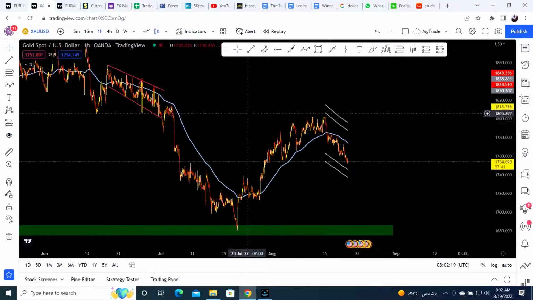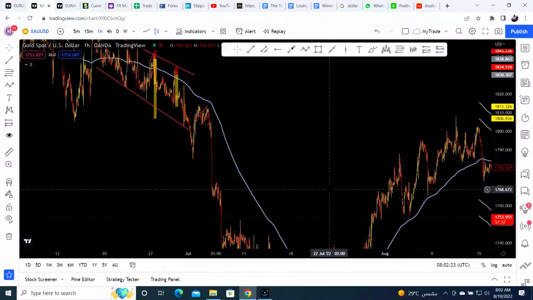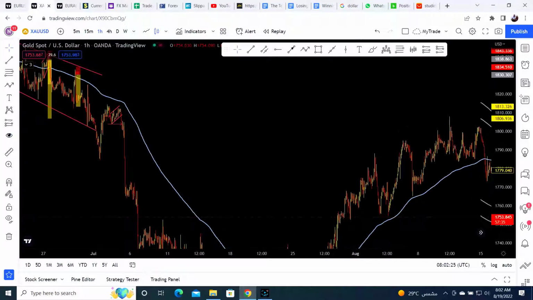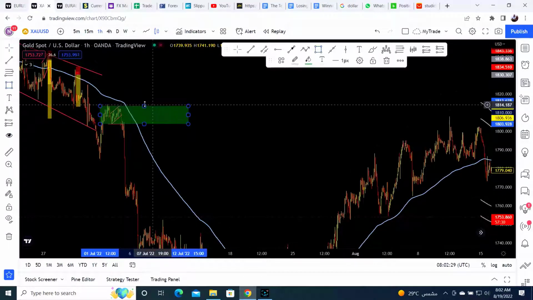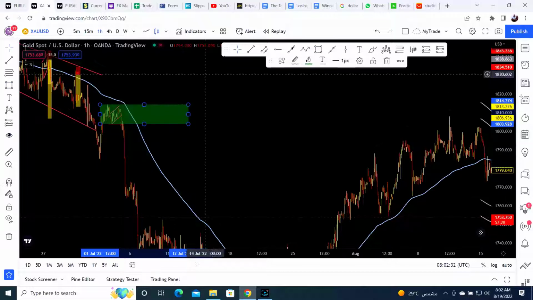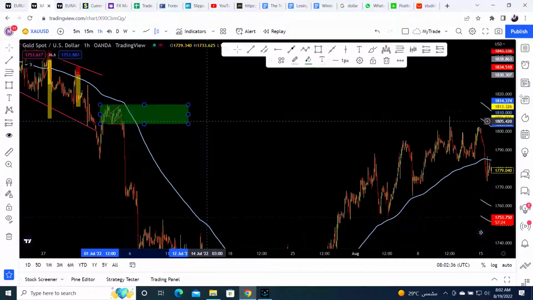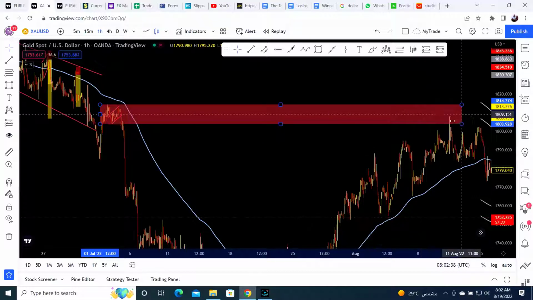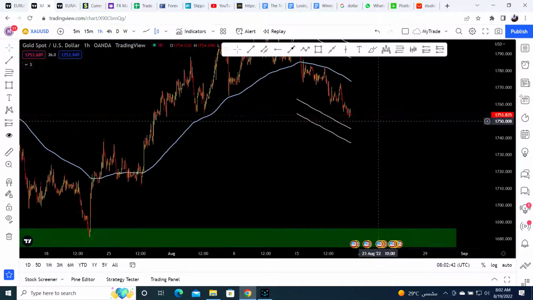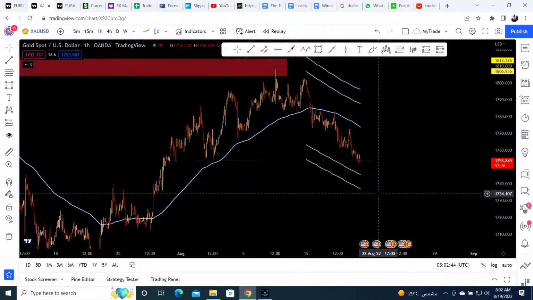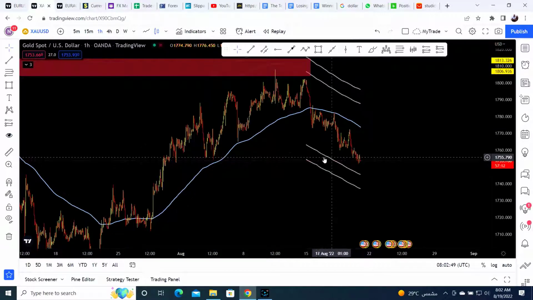Gold retraced to this level. I think I can mark it with this zone. It retraced to that level and gold sold to the downside. It sold. So we can say that the current trend we are in is bearish.